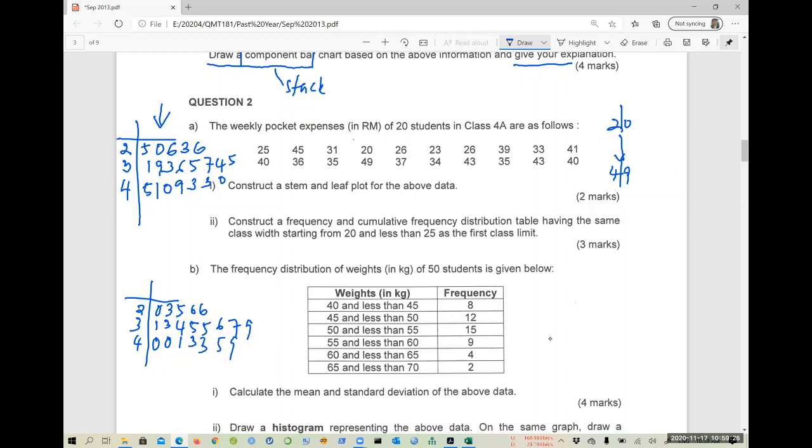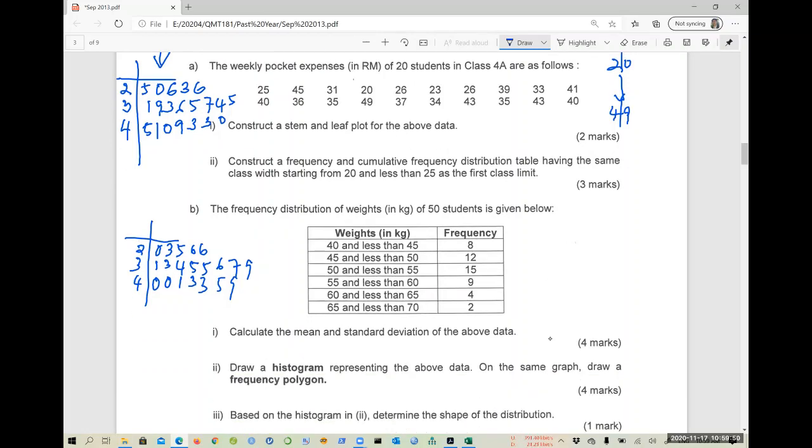And then the second one asks you to construct a frequency and cumulative frequency distribution table having the same class width starting with 20 and less than 25. So they want 20 and then less than 25. So that means from here, you need to come up with a frequency table. So I will write on the right side over here. So you start with 20 and less than 25. So this will be your frequency table.